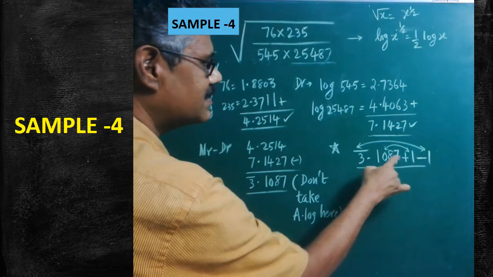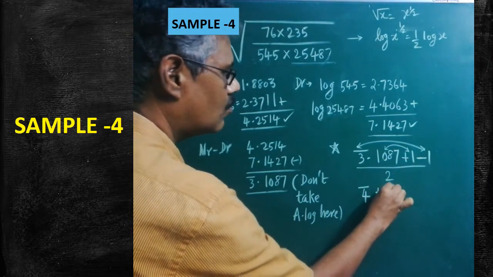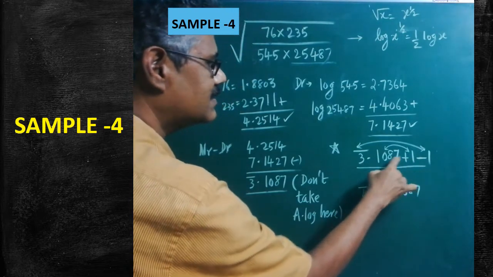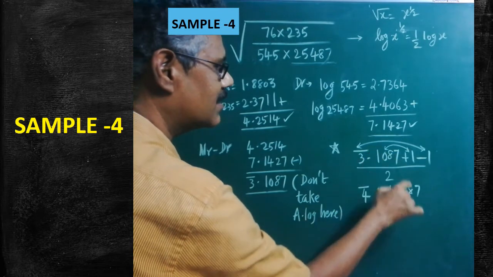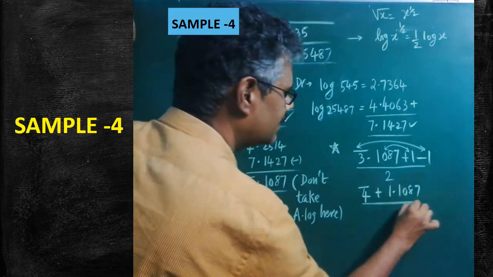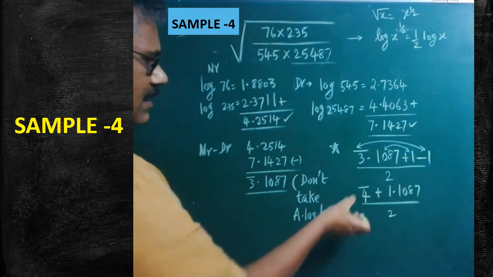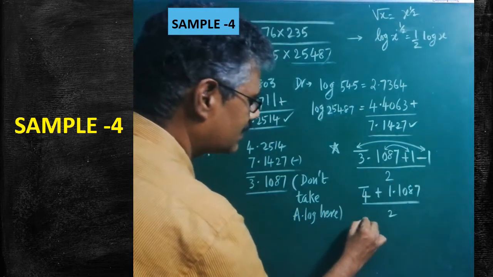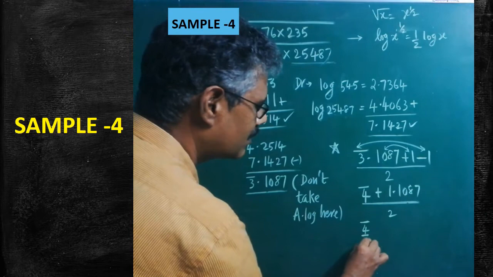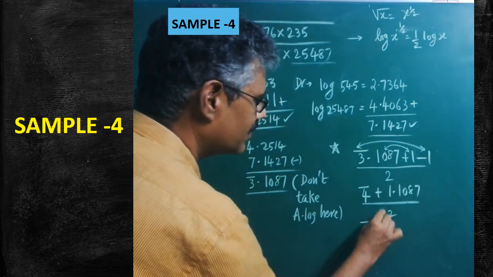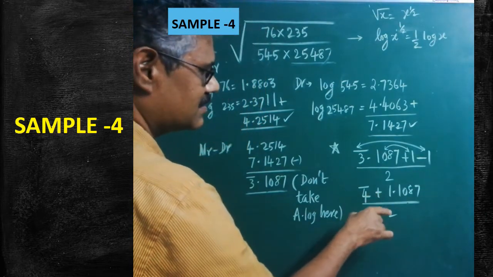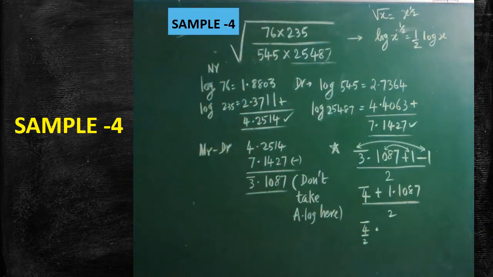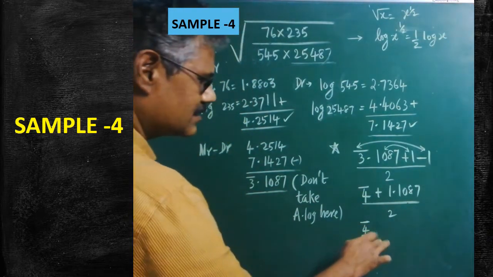If this number is added with this one, what will happen? 1.1087. If 1 is added with this fractional number, decimal number, you will get this one. And then divided by 2. Now this part to be divided by 2 separately, this part to be divided by 2 separately. So what will happen? Bar 2 divided by 2, and then here remove the plus. Okay. So simply you write it as, just for convenience, you write like this. Finally we can split it up.